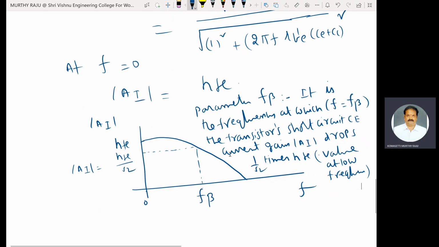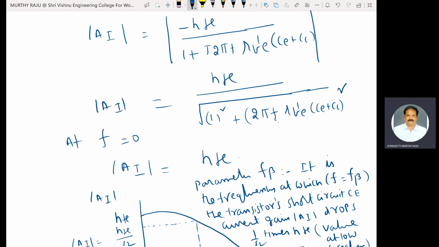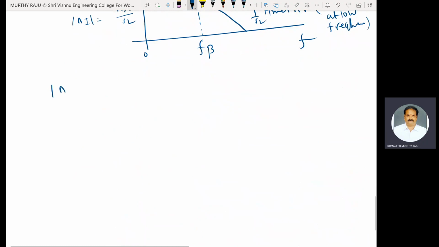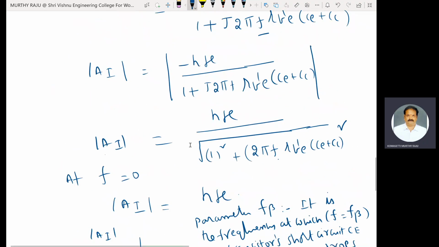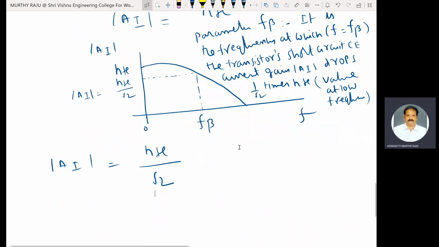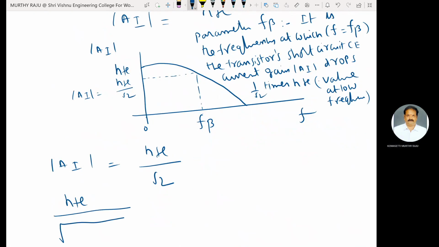We know that at f equal to f beta, mod A is equal to HFE by root 2. But mod A is also equal to HFE by square root of 1 plus 2 pi f beta RB'E (CE plus CC) whole square. That is very, very important. At f equal to f beta only, mod A is equal to HFE by root 2. Therefore, f is replaced with f beta.